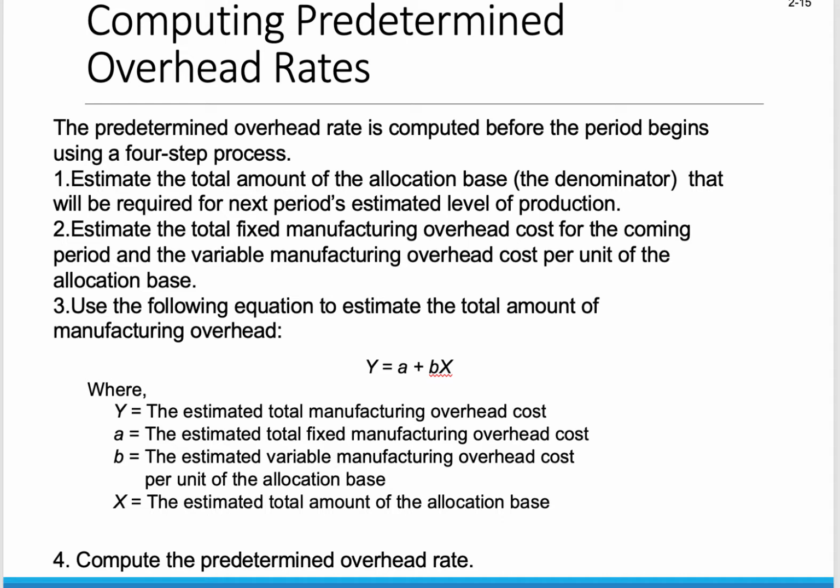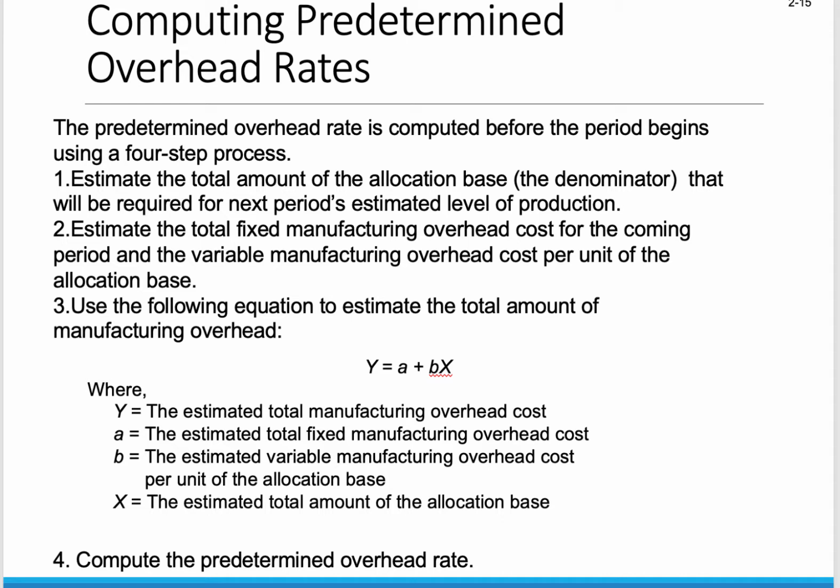So if the allocation base is direct labor hours, what's the variable manufacturing overhead cost per direct labor hour? If it's machine hours, what's the variable manufacturing overhead cost per machine hour? Then, if you're following the slide, this would be 2B, or actually number 3 really, we need to use that equation that we saw in chapter 1. How do we figure out total cost when we have a mixed cost? We have a fixed portion and a variable portion, so we use our y equals a plus b times x formula. And then finally, we compute the predetermined overhead rate.